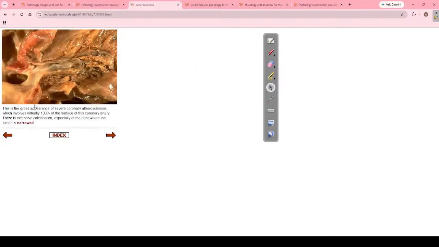This is how it appears. This is the gross appearance of severe atherosclerosis involving nearly 100% of the artery. You can see that it's here.